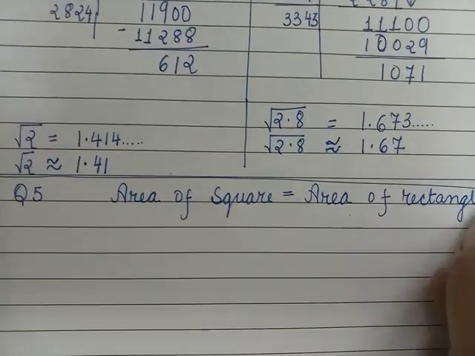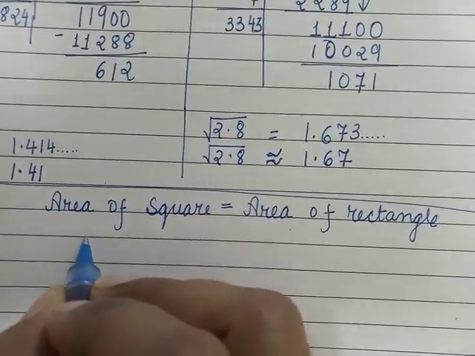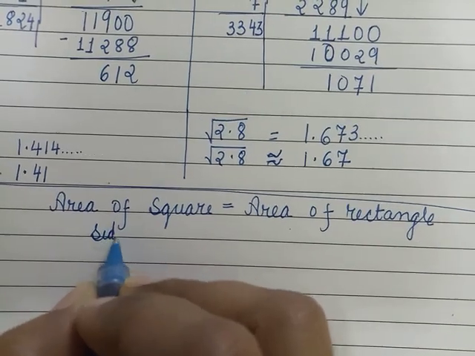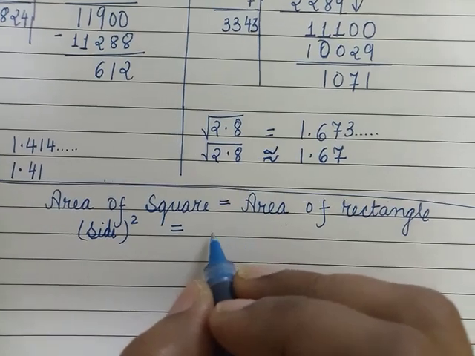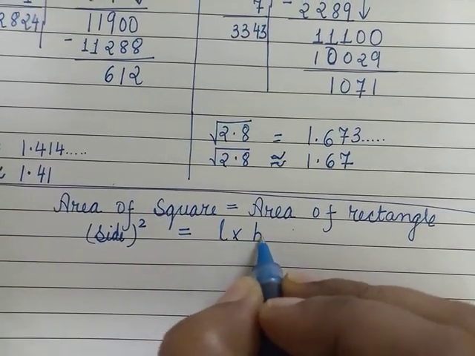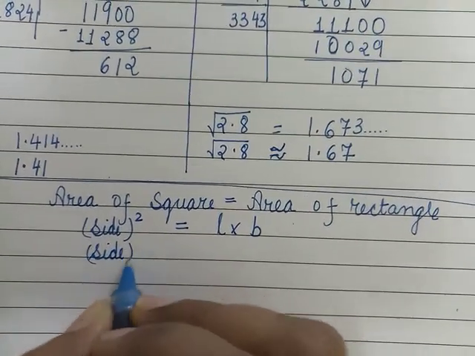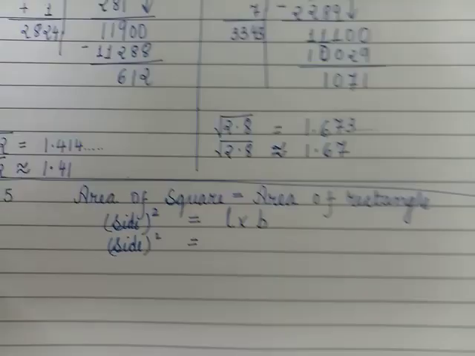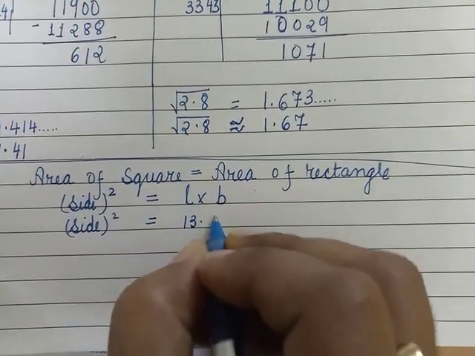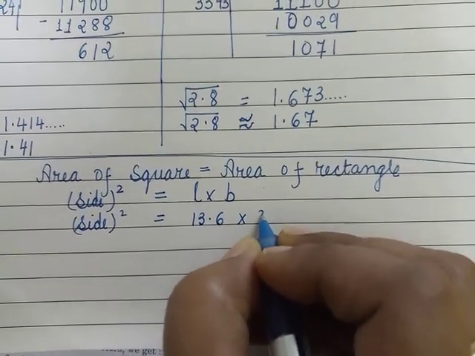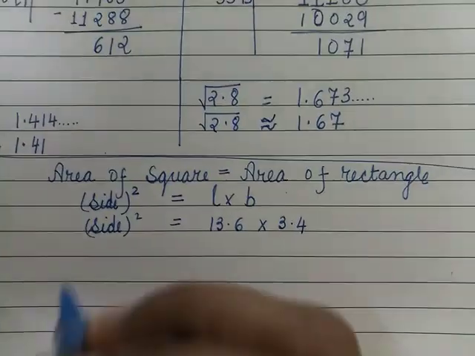So you write the expression this way. Now, what is the formula for the area of a square? That is side squared. So side squared is equal to the area of the rectangle, which is length into breadth. Now side squared will become, we know the length given is 13.6 and the breadth is given as 3.4 meters. See, both have the same units, so no problem.